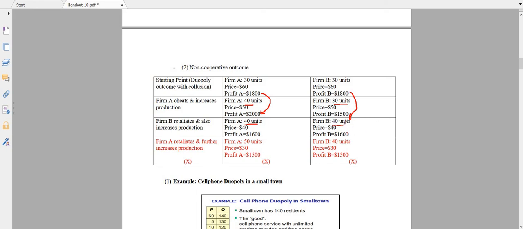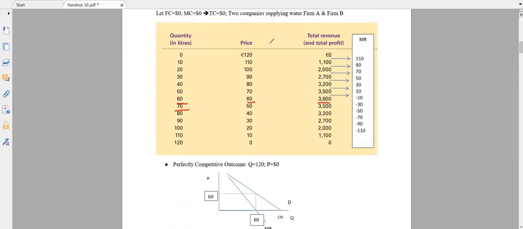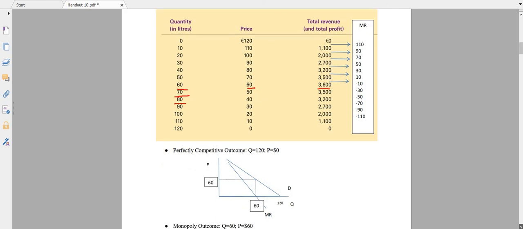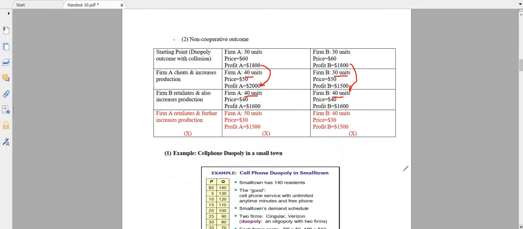Now what incentive does this have for firm B? You can see that when it does it, the total market price falls to 40. Coming back to the table, you can see that now the market production is 80. Since the market production is 80, the market price falls to 40. So when this happens, you can work it out that firm B increases its profit to $1,600.